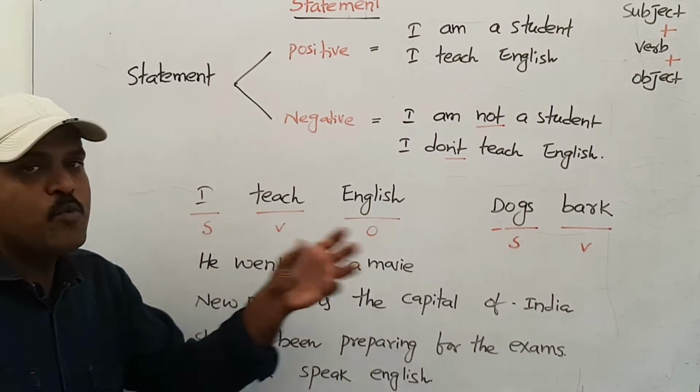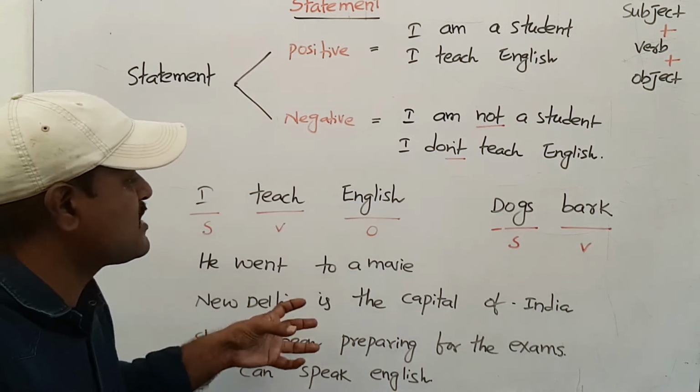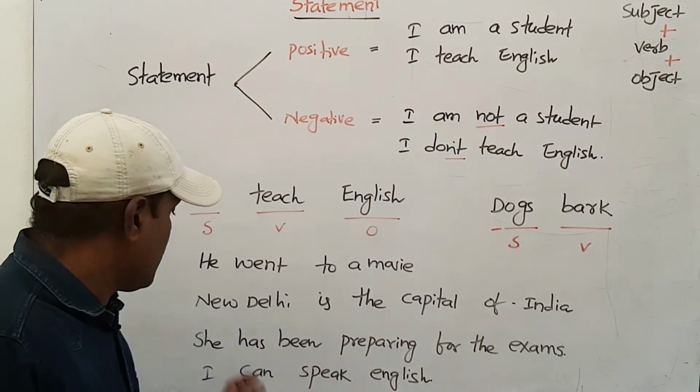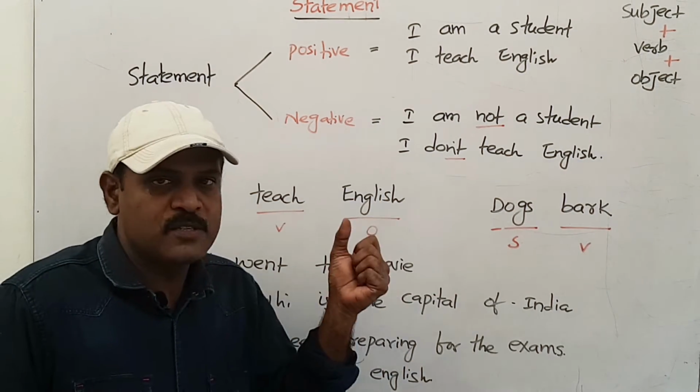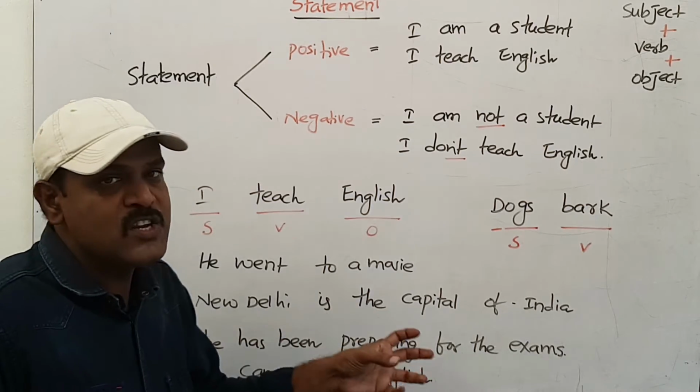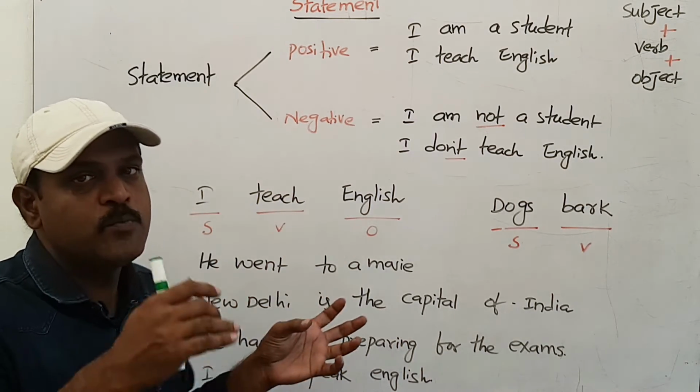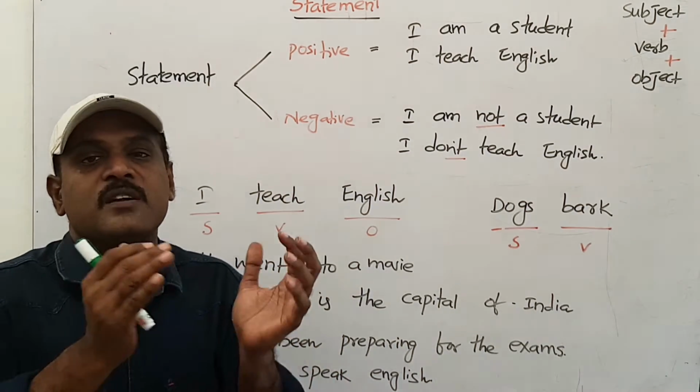He went to a movie. New Delhi is the capital of India. She has been preparing for the exams. I can speak English. All of these are positive sentences and also statements. Okay?